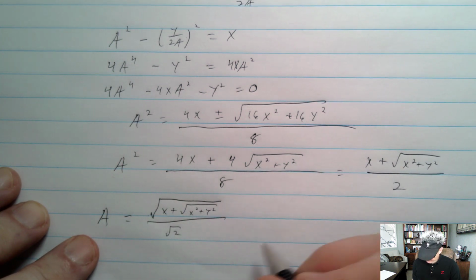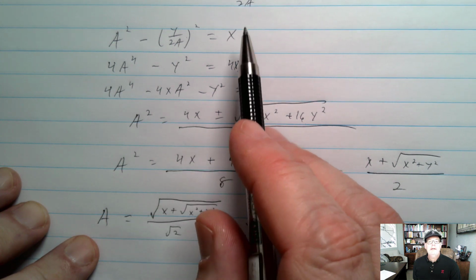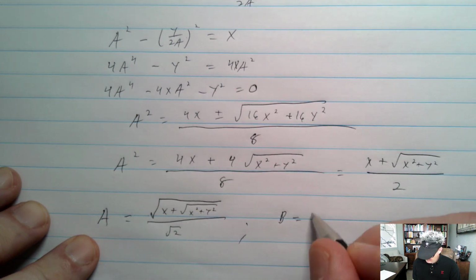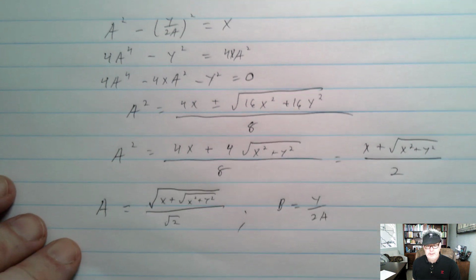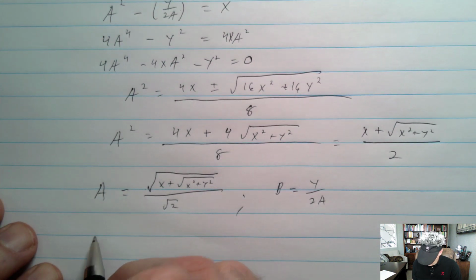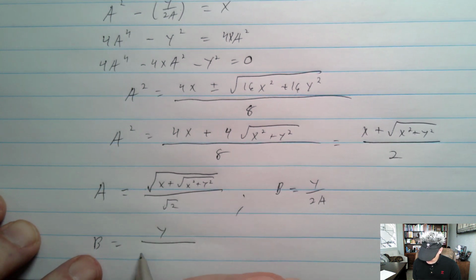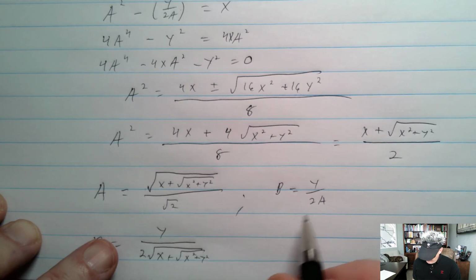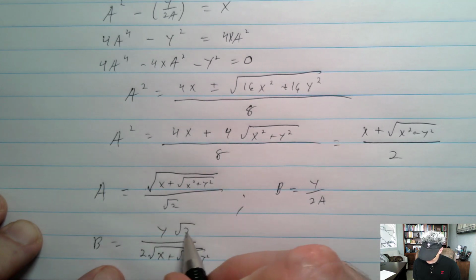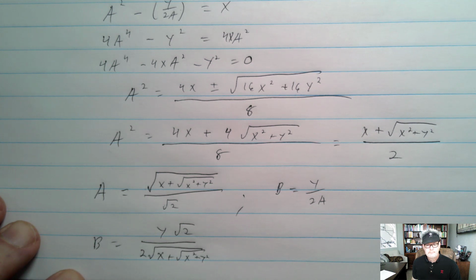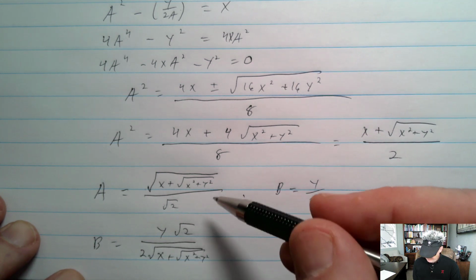Now b. Go back to here, b is y over 2a. So that will be y divided by 2a. Let's just flip and multiply here. It'll be y times root 2 over 2 times the square root of x plus the square root of x squared plus y squared. And this root 2 flips up on top, so I'll put it like that. So now I have the coordinates.